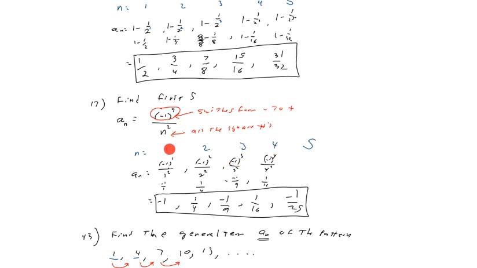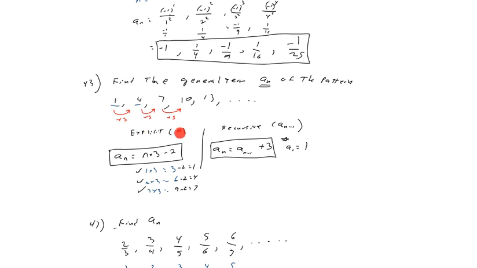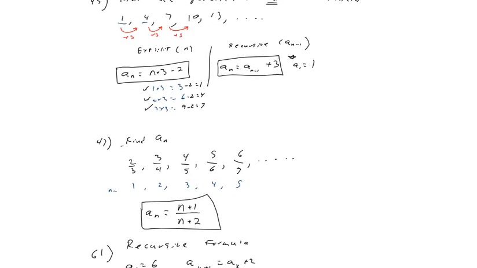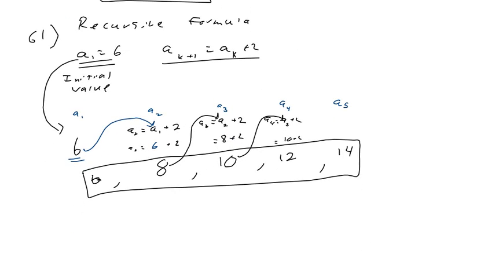So for explicit equations, you just use n. For recursive equations, you use the previous number, n minus 1. And so that's what happened here, right? I took the previous number and used it in the equation. Okay?